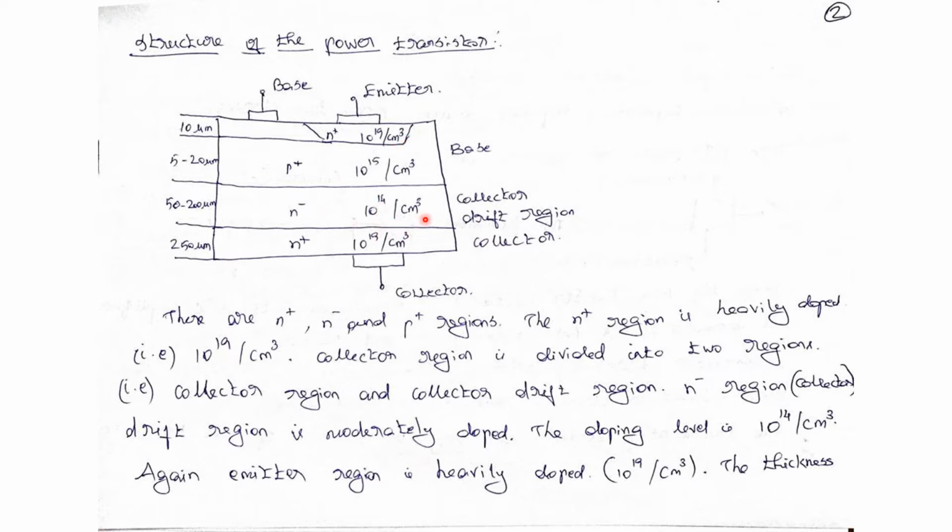Here one thing we have to notice is that the collector region is classified into two different regions, that is the collector region and the collector drift region. The thickness of the base can vary from 5 to 20 micrometer. If the thickness of the base is very small, then it is good for the amplification properties. That is, we can use the transistor to amplify. But if the thickness of the base is very small, it will affect the reverse breakdown capabilities. So we should take care in that.